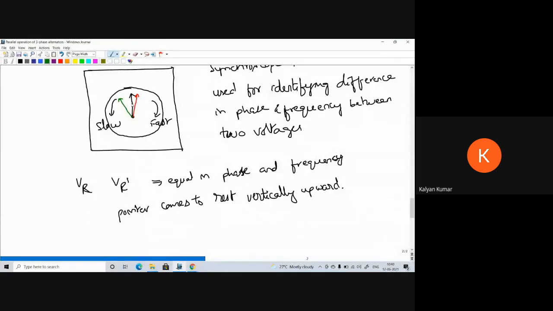But in practical conditions, it's not possible to bring the pointer to exact rest position.